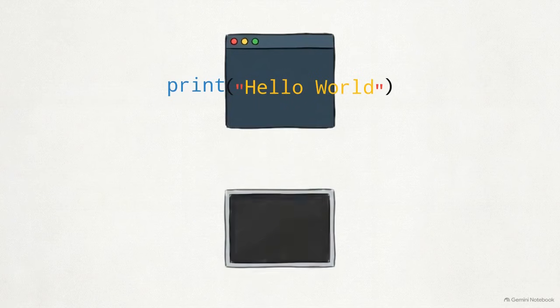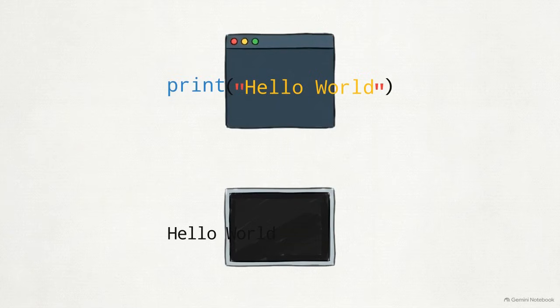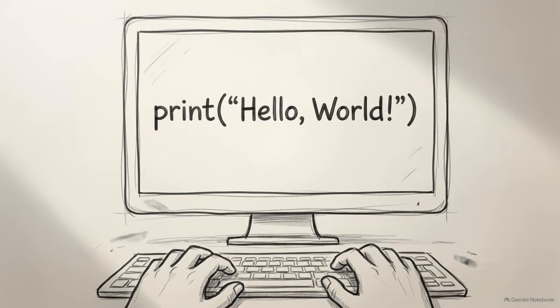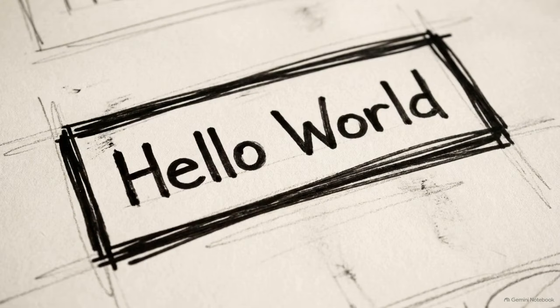To get the computer to talk back to us, we use the print function. If we type the word print, open a parentheses, and add the words "hello world," the terminal will display our exact message. Notice those quotation marks around our text. They are required because they tell the computer that the words inside are human language, what programmers call a string, and not a piece of programming instruction. This line demonstrates how programming works at its most basic level. You provide a specific instruction, and the machine carries it out exactly as asked.